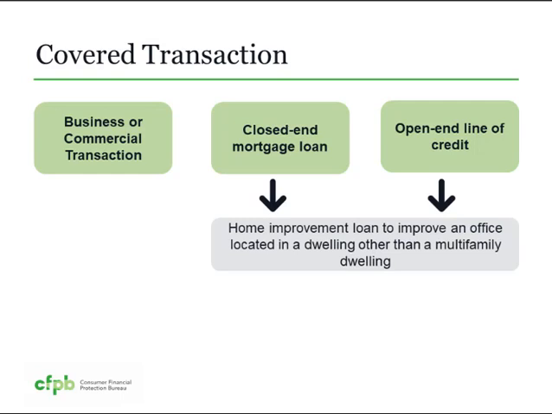Another example of a commercial or business purpose transaction that is covered under Regulation C, unless another exclusion applies, is a closed-end mortgage loan or open-end line of credit to improve an office that is located in a dwelling other than a multifamily dwelling. The loan proceeds will be used primarily for business or commercial purposes, but the loan is a home improvement loan under Regulation C.